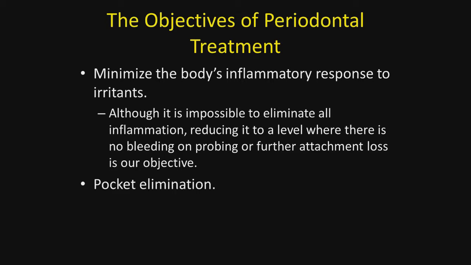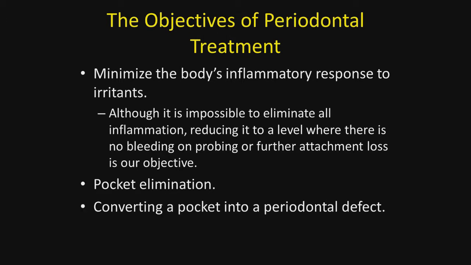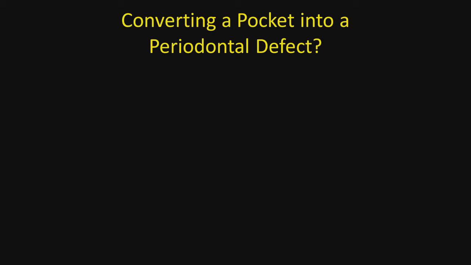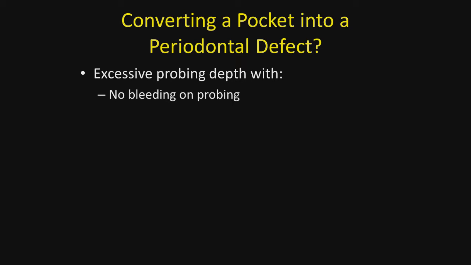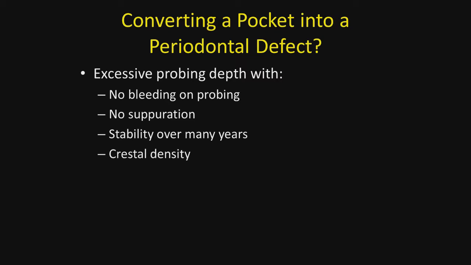Pocket elimination certainly should be our number one choice, but if we can't get pocket elimination, what we want to do is to convert a pocket into a periodontal defect. Now, what do we mean by converting a pocket into a periodontal defect? A periodontal defect has excessive probing depth with no bleeding on probing, no suppuration, stability over many years, crestal density.